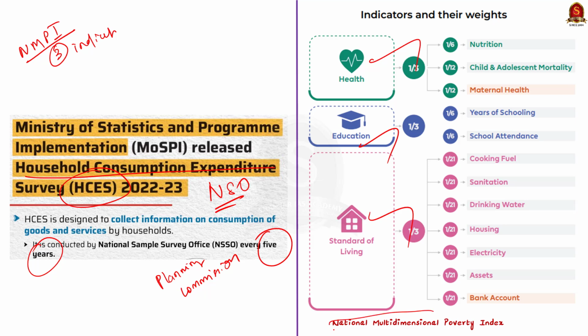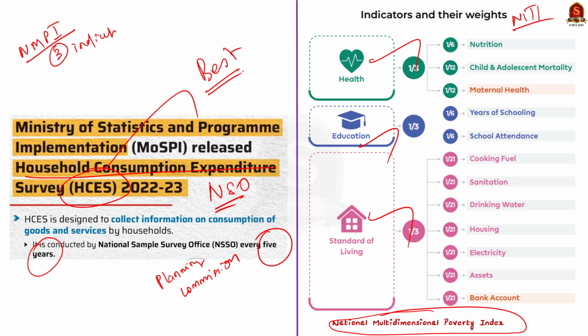So here arises a question: which method is best? According to economist Mr. Rangarajan, the poverty line estimated based on the Household Consumption Expenditure Survey (HCES) best reflects the exact status of poverty in India. So that's all about this poverty estimation. With this, let us move on to the next news article.